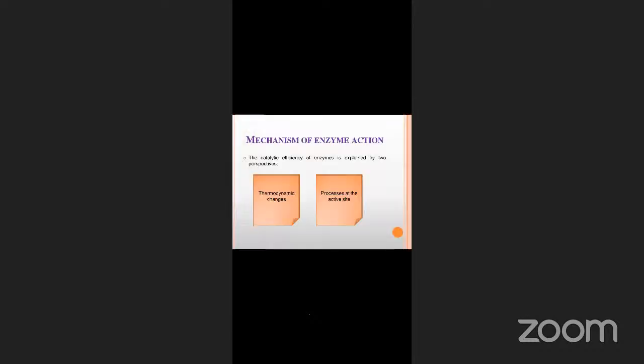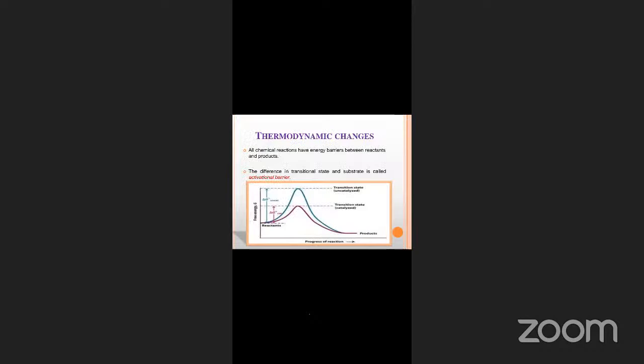So the mechanism can be explained in two viewpoints, two perspectives. One is thermodynamic changes and the other is processes at the active site. Thermodynamic changes are nothing but the changes in the temperature. Now in every chemical reaction, whether biological or chemical, there is an energy barrier, as I said, that is the difference in energy levels, always present. And this barrier is called the activation barrier.